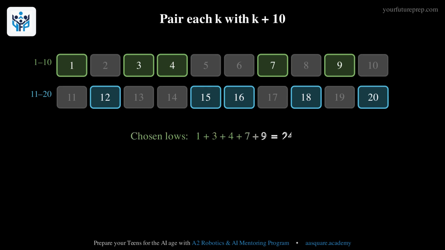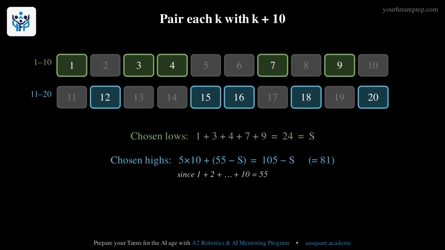Now add them up. Call the sum of the chosen low numbers S. The 5 chosen highs are 10 plus each of the 5 remaining indices. So they add to 5 tens. That's 50. Plus 55 minus S. Because 1 through 10 totals 55. That is 105 minus S.